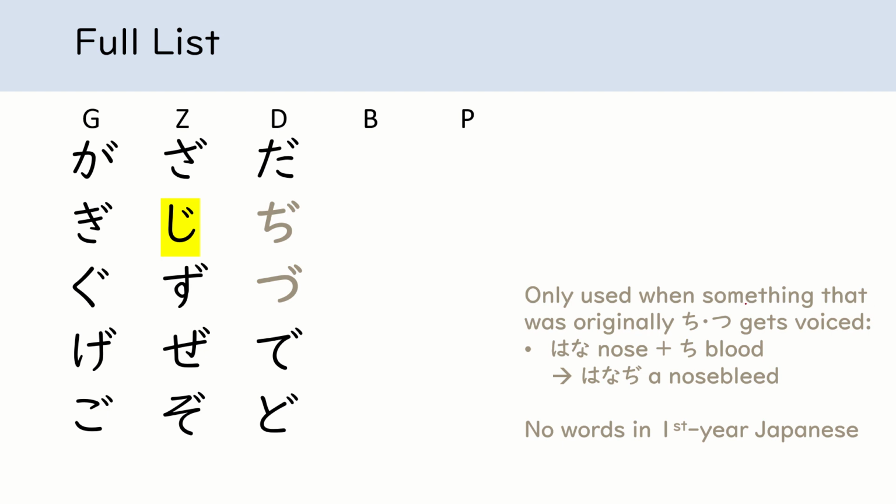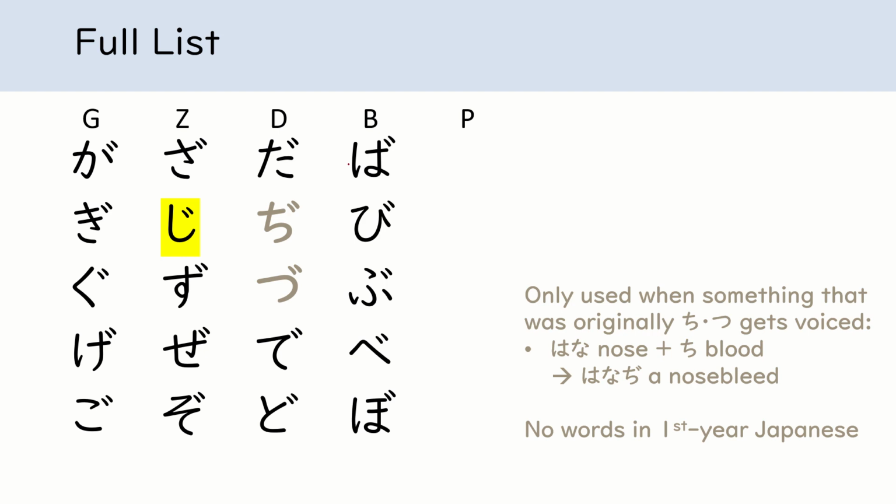That only happens when something that was originally chi or tsu gets voiced because it's added to something. So say, for example, hana means nose, chi means blood. So hanaji is a nosebleed. And then we write the ji as chi with ten. But for the most part, this doesn't really occur. If you want to write the ji sound, we write it this way. And if we want to write the zu sound, we write it this way, for exactly the same process.